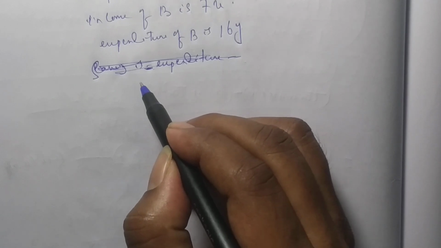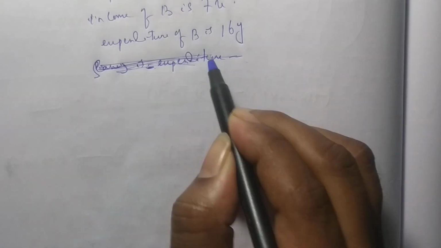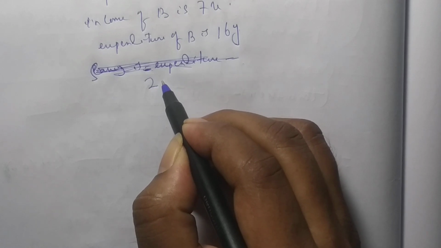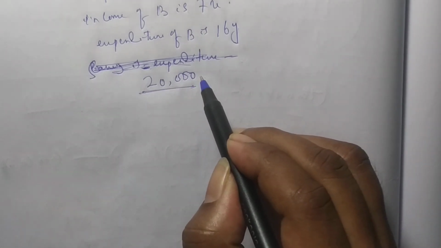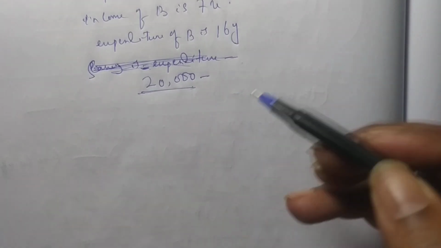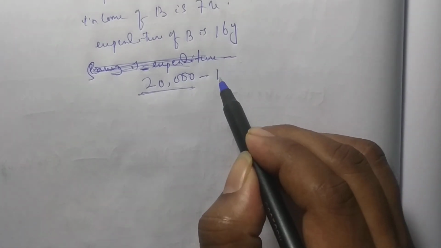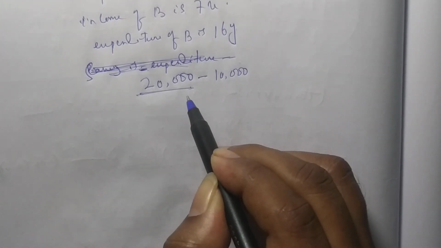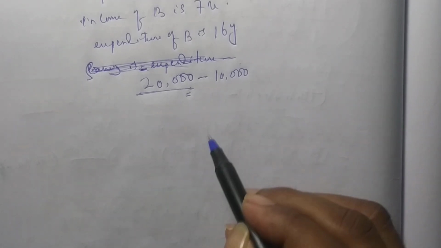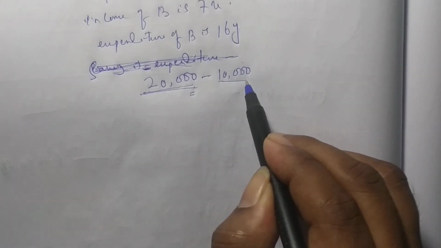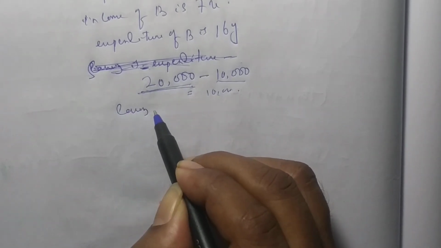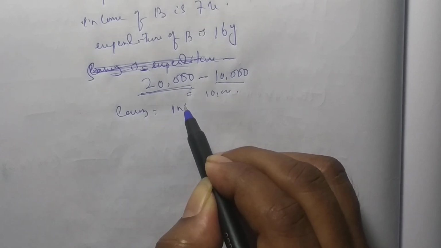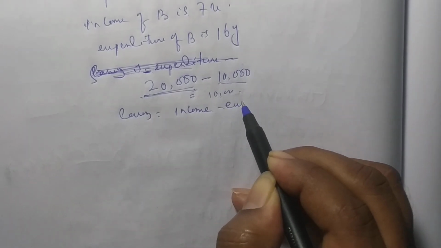Suppose your father's salary is 20,000 per month, and his monthly expenditure is 10,000. What is the saving? Saving means 20,000 minus 10,000, that is 10,000. This is saving. So saving is income minus expenditure.